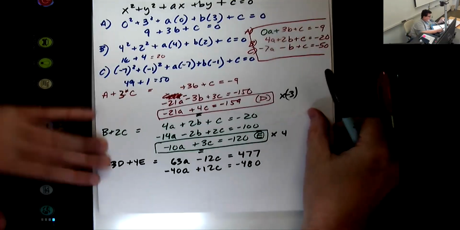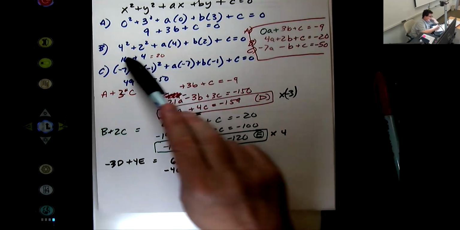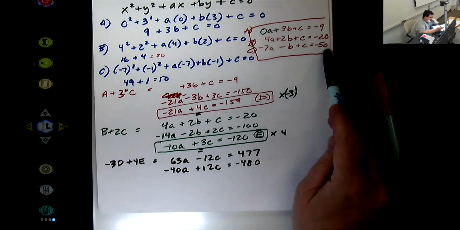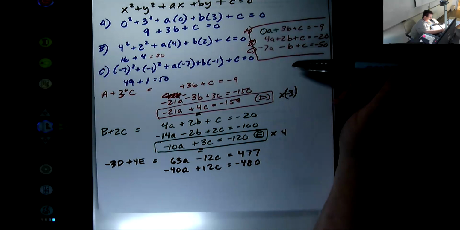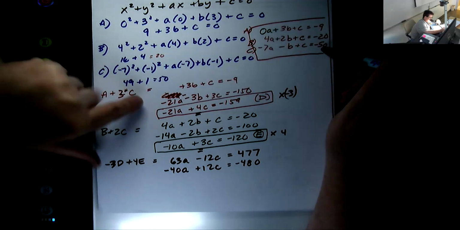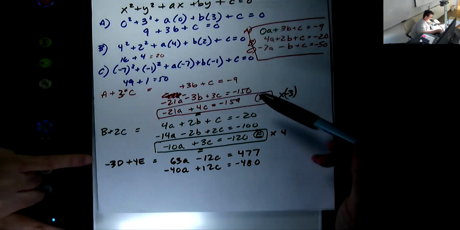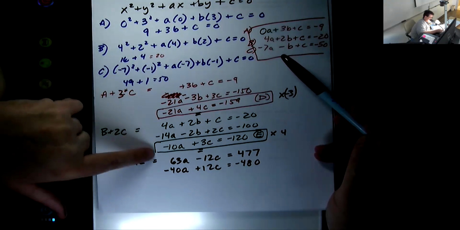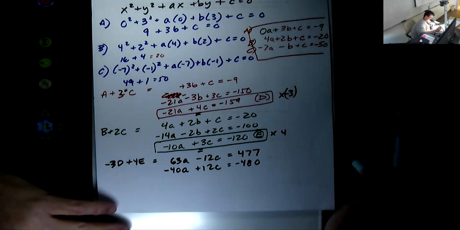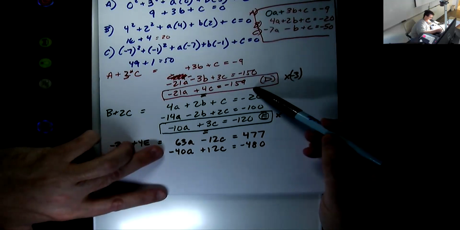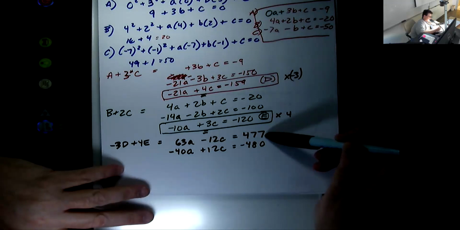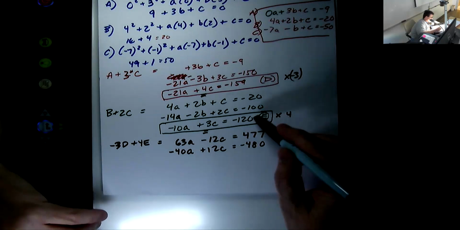I'm gonna make sure I've done everything right so far. Let's see, we got 3B plus C, I've got 20 and then 4A and 2B, 49 and 1. And then I did A plus 3 of these. So -21, -3B plus 3C, -150. Those added up correctly. And then I did B plus 2C. 4 minus 14, -10. Those cancel, I should have 3C and then -120. Those look good. And now 3 times that is 63, 12. Let's see, 150 is 450 and then 27 is 477. Yes. -120 times 4 is -480.